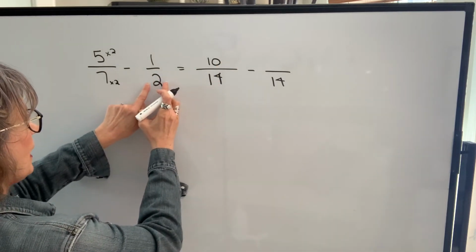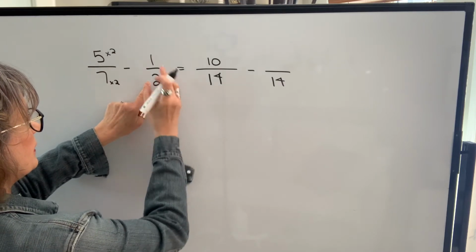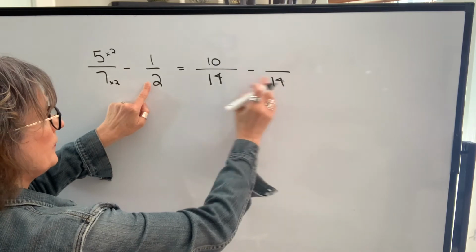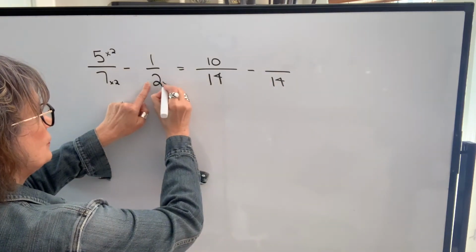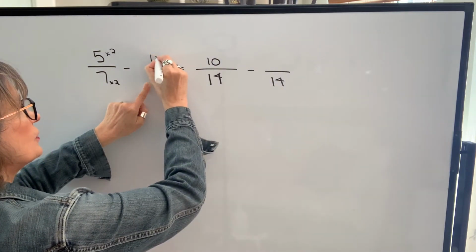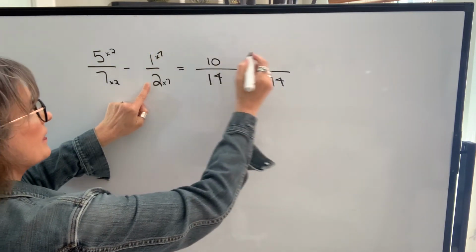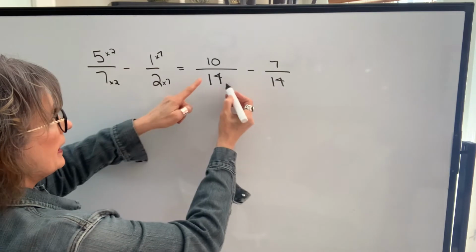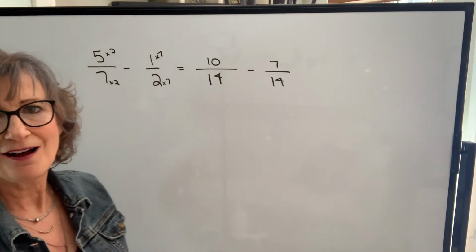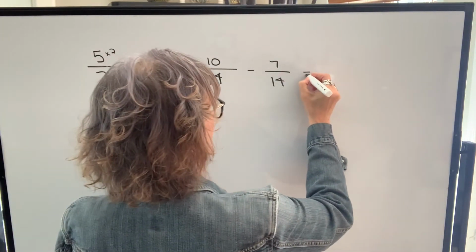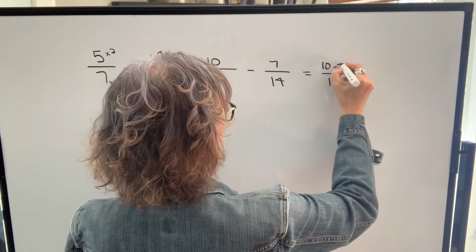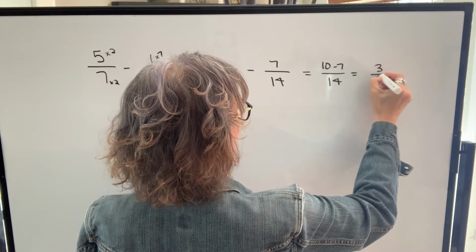With my next fraction, I have to determine how I change 1/2 to an equivalent fraction with 14 as the denominator. I need to multiply 2 by 7 to get 14. I do the same thing to the numerator. 1 times 7 is 7. Now I have equivalent fractions with the same denominator. I can subtract. My denominator will be 14, and my numerator will be 10 minus 7, which is 3 over 14.